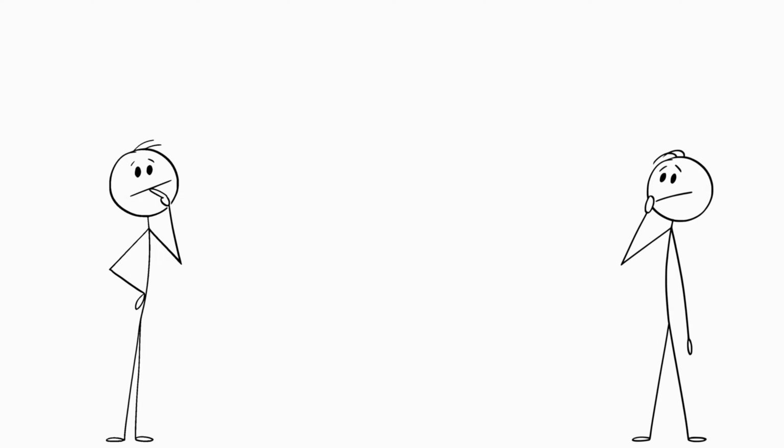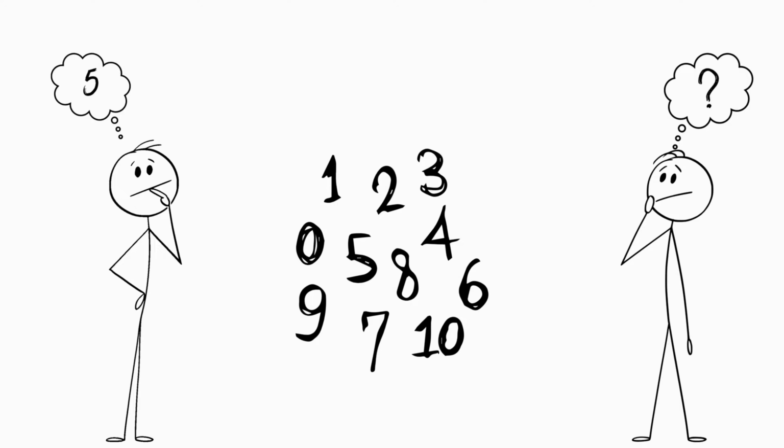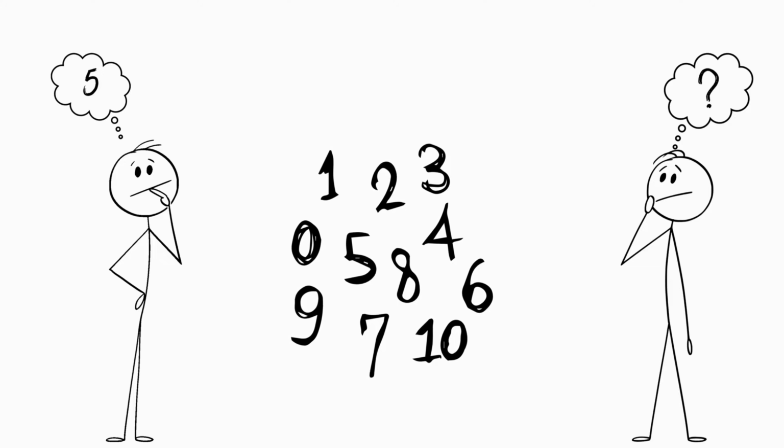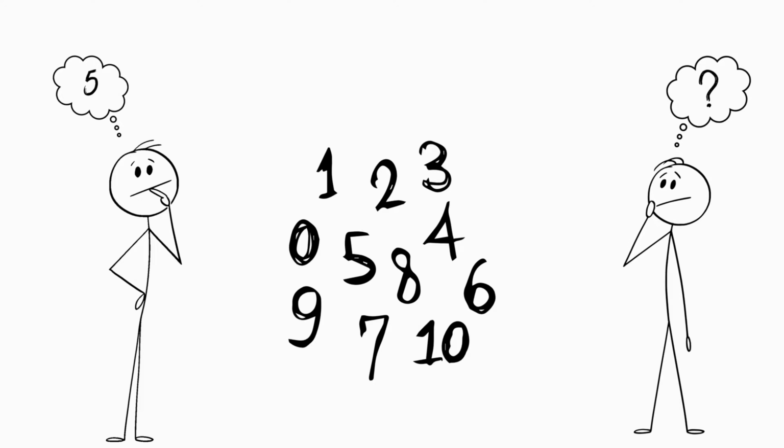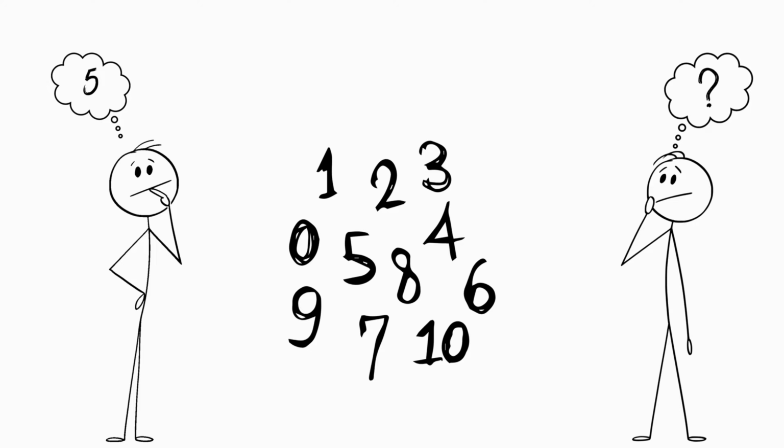Imagine you're playing a game where you have a secret number between 1 and 10. You know your number, but you don't know your opponent's number. You have to make your move based on what you think their number might be.